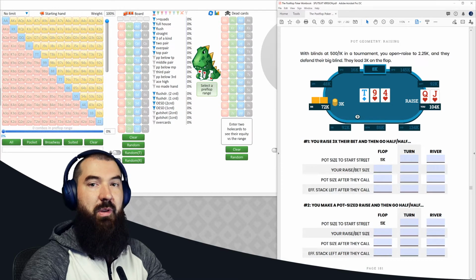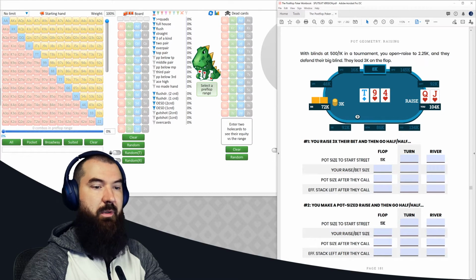And today we're going to run through the pot geometry when raising the flop section of the Postflop workbook. So we're going to be raising the flop using a sizing strategy on the turn and river and see how things shake out. I'm going to show you the process and help you get this section done very, very quickly and correctly the first time. So without further ado, let's jump right into it.